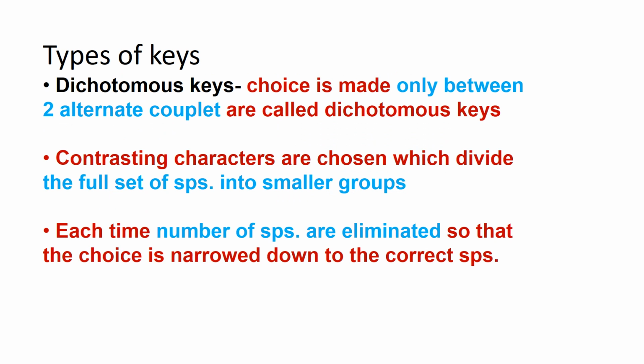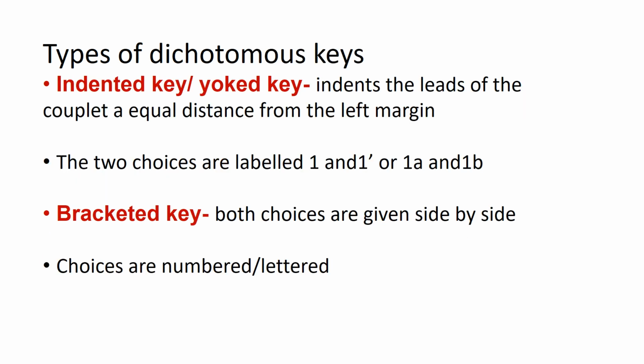So what are the types of keys? Dichotomous keys and polytomous keys. Dichotomous keys have two alternate couplets. Already we have seen that the couplets should have alternate characters; these are called dichotomous keys. Contrasting characters are chosen which divide the full set of species into smaller groups. Many species under a genus will be there, so to divide or segregate them, contrasting characters can be used. Each time one species is eliminated, the next species narrows down and we follow the same procedure.